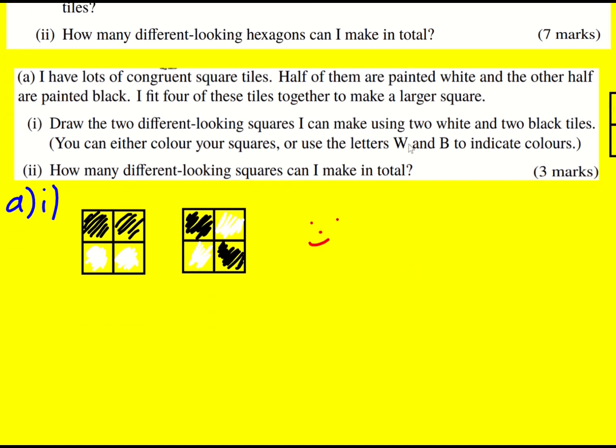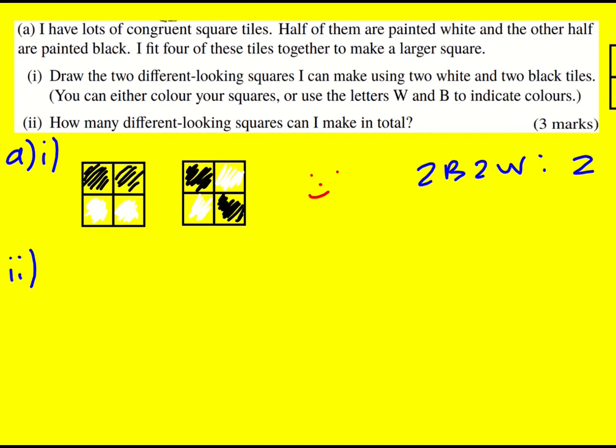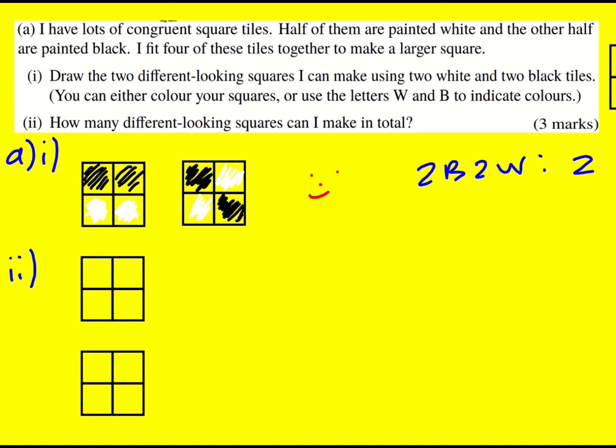We're then asked how many different looking squares can we make in total. So now we don't have to just have 2 black. So we've dealt with that. 2 black, 2 white, 2 possibilities. Okay, so first up I'm going to look at what if they're all black. And that must be exactly the same as if they're all white, because there's got to be a symmetry to this problem. There's nothing special about black and white. So clearly there's only one possibility of 4 of them being black.